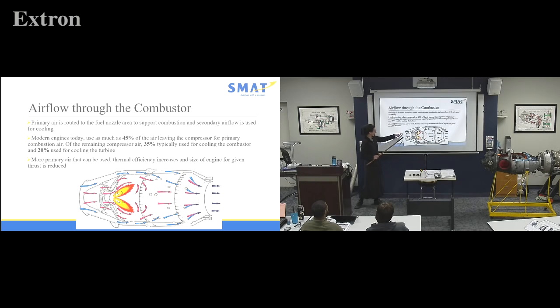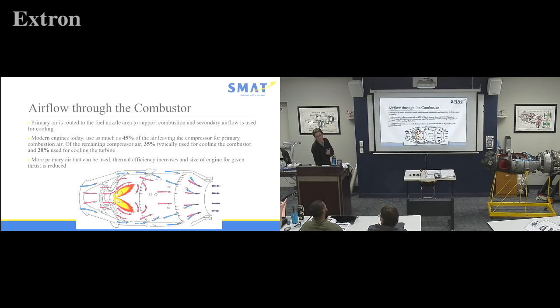So coming out the core of the compressor on modern engines, 45 generally is used for combustion. Any questions on that? We're talking about just the compressor air that's going to feed combustion. That amount of air is this percentage.